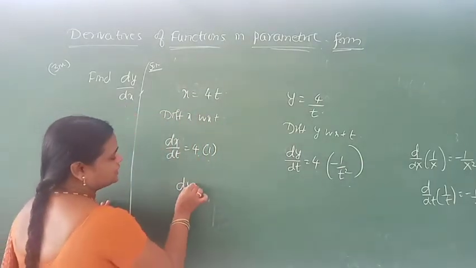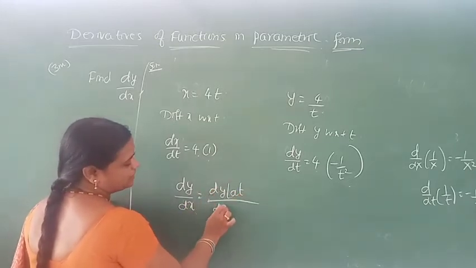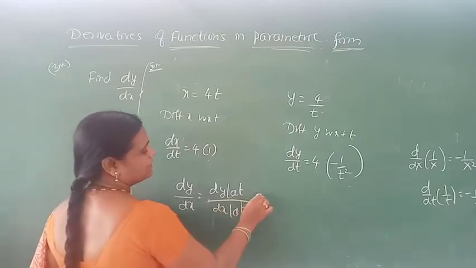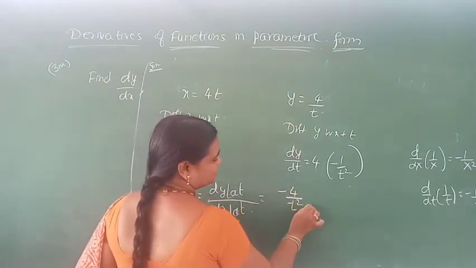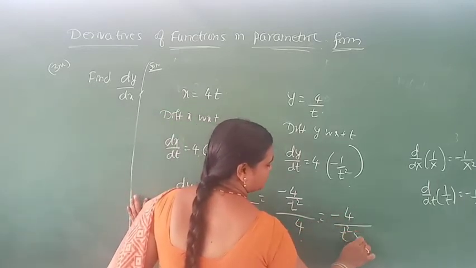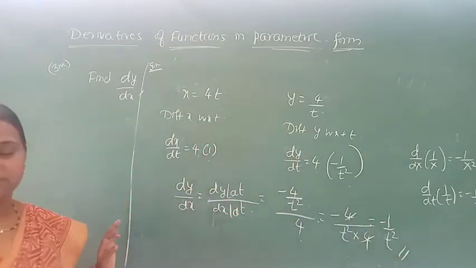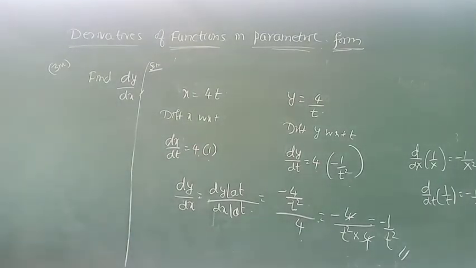Therefore, we know that dy by dx is dy by dt divided by dx by dt. dy by dt is minus 4 by t square divided by 4. The 4s get cancelled. Minus 1 by t square is the answer. We'll take the next example.